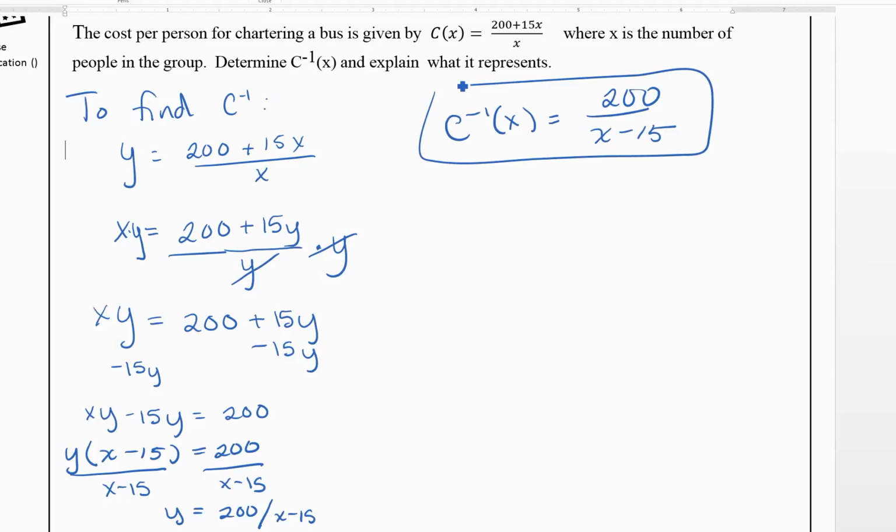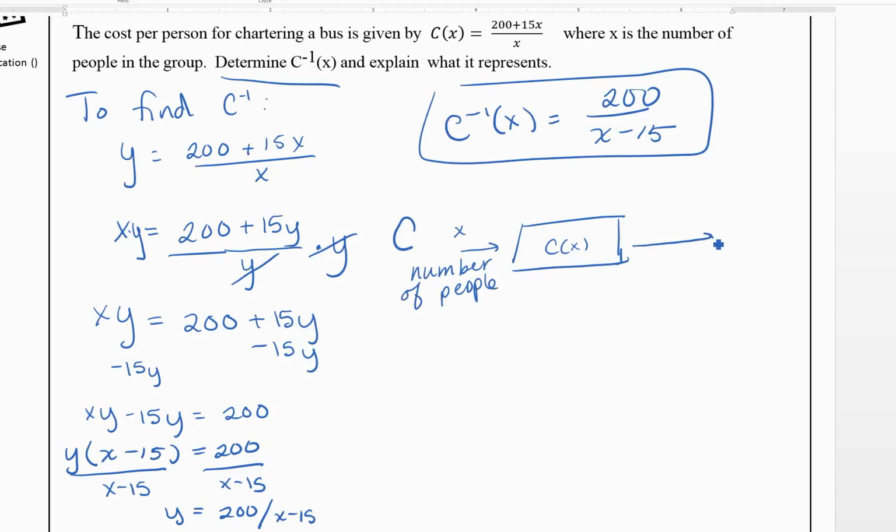So remember, we've done half of this. We've determined C inverse of x. Now we need to explain what it means. Now let's look at C, and let's think about C like a machine. So C of x, we put in x, the number of people that you wanted to put on a bus. And then out, you got the cost per person.